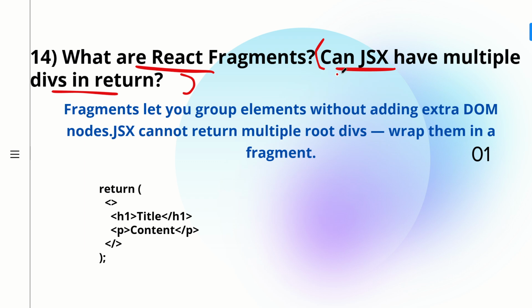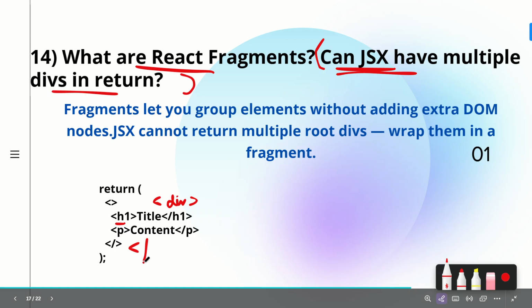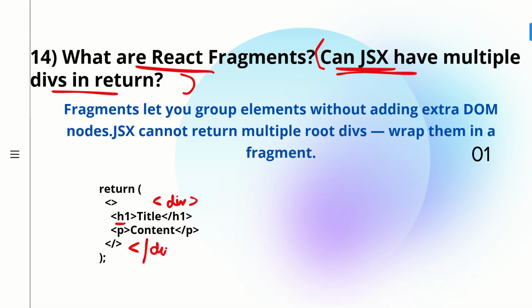Okay, so can we pass multiple divs? No, we cannot pass. So normally what happens, see, if I want to show h1 also, I want to show p also, so what I have to do, I have to wrap it in a div container. Okay, this is how we can wrap, and then here you have to close that div. So this is how you can wrap, and then you can return. If you don't do this, you will get error. So this we have done, this is how we pass.